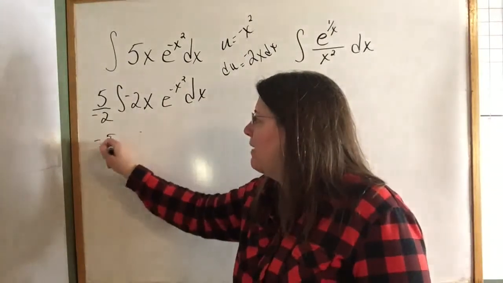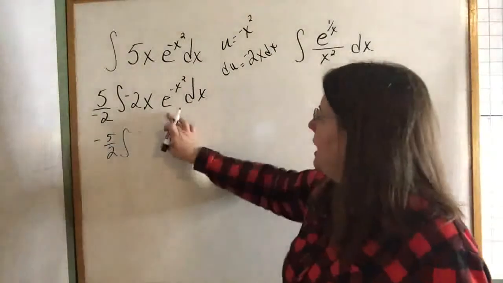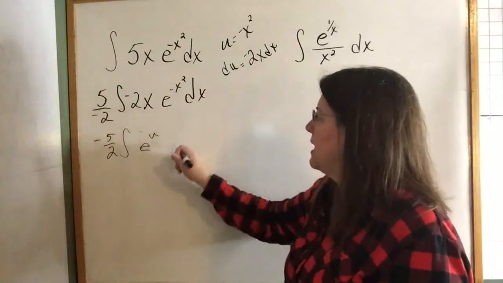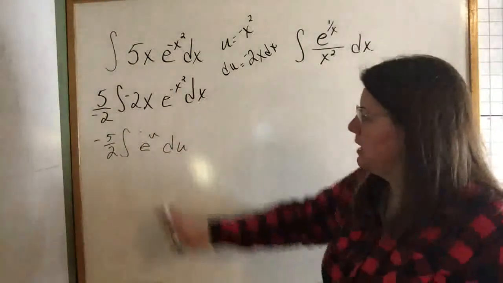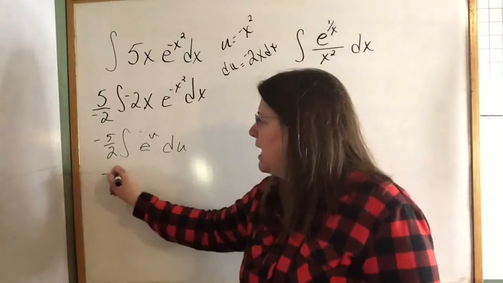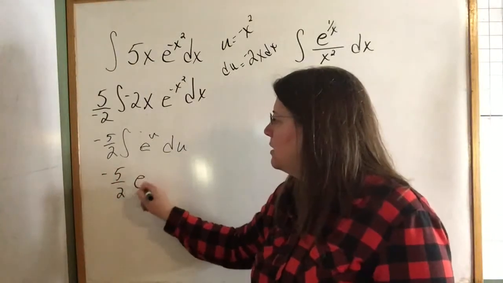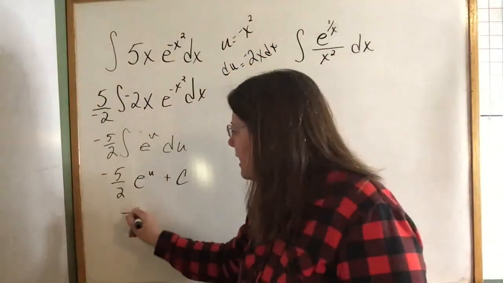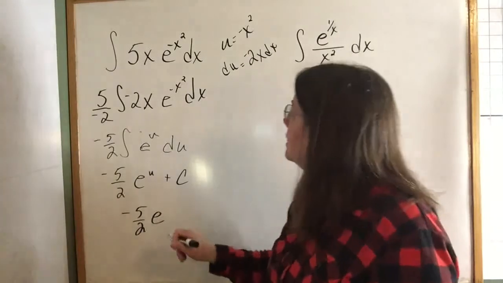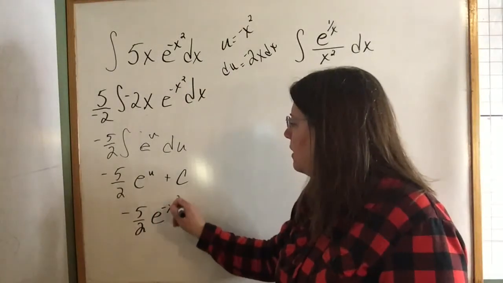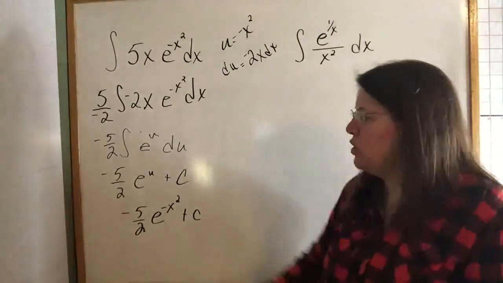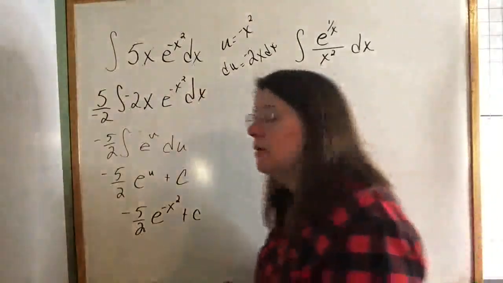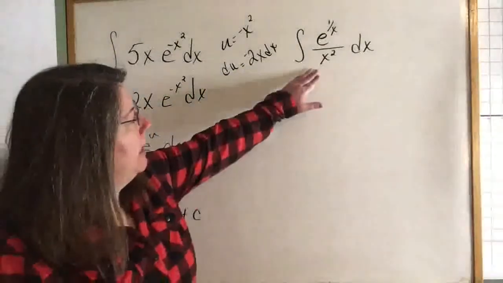So I've got negative 5/2 e to the u, and then negative 2x dx is my du. If I take the integral of that, that would be negative 5/2 e to the u plus c, and then I just resubstitute. So I've got negative 5/2 e to the negative x squared plus c. And you could take the derivative of that, and when you do, you should end up with what you started with.